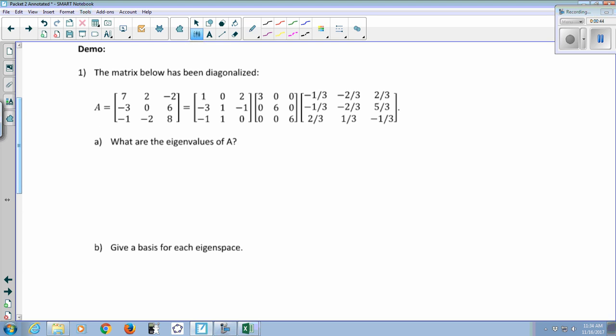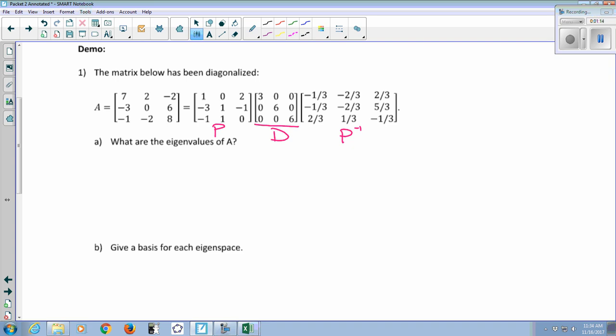Okay, so I already diagonalized matrix A. This is just a 3x3 matrix, and the special factorization is called diagonalization. It's called diagonalization because the middle matrix is a diagonal matrix. It has entries only on its diagonal. Everything else is 0. We call that one D, and the other two matrices we call P and P inverse. They're actually inverses of each other.